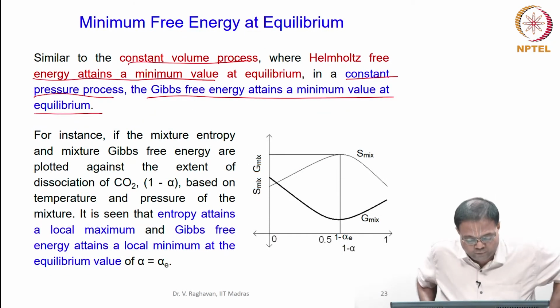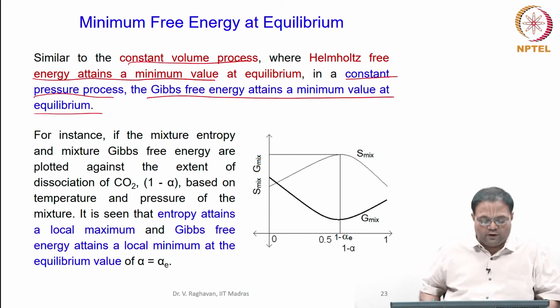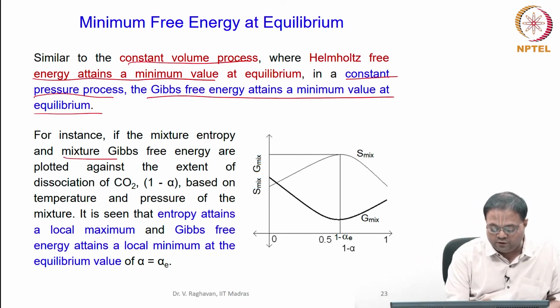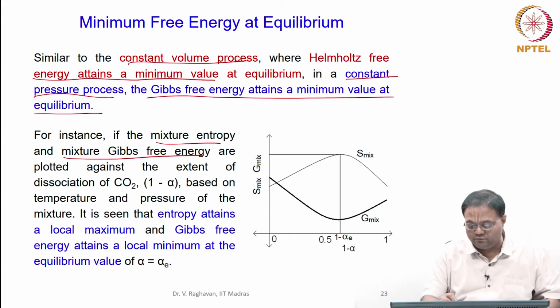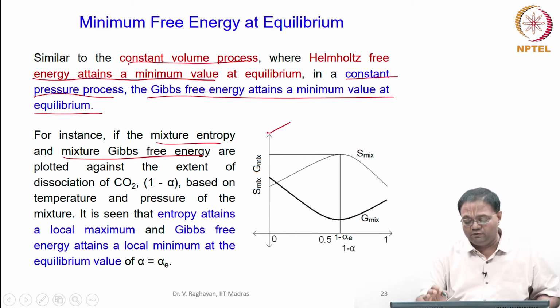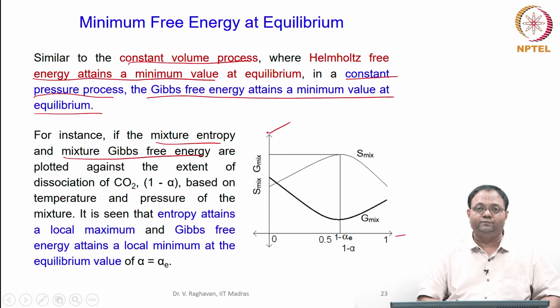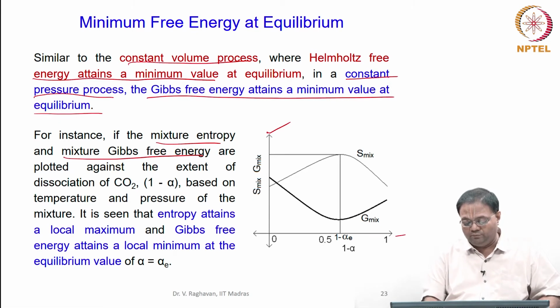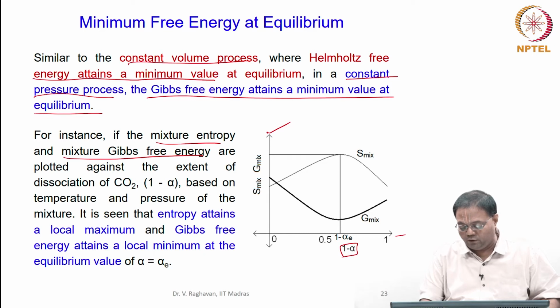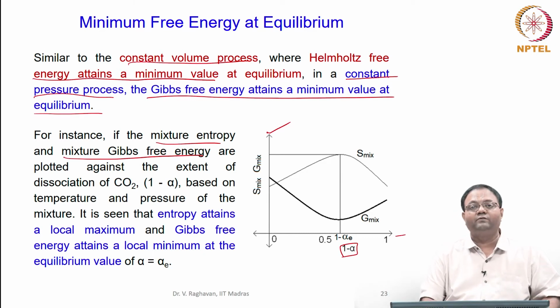Now, for instance, if the mixture entropy and the mixture Gibbs free energy are plotted like this, in this plot, in the y axis I plot mixture entropy and mixture free energy, different scales, and the extent of reaction is plotted in the x axis. That means I am plotting the number of moles of CO2, 1 minus alpha, so it varies from 0 to 1 for example, and then the plot goes like this.